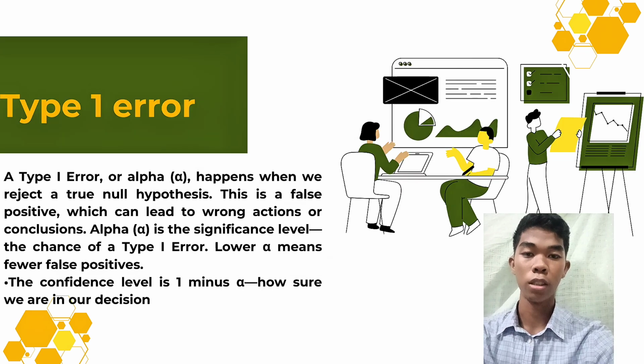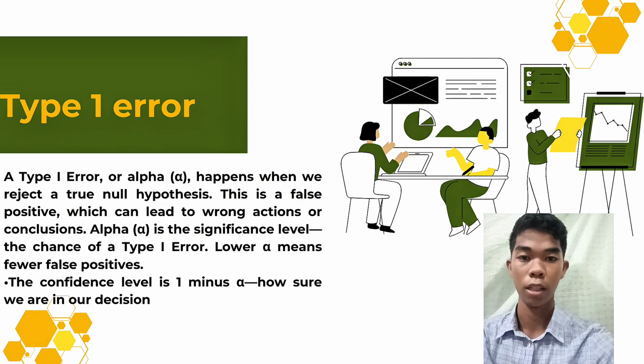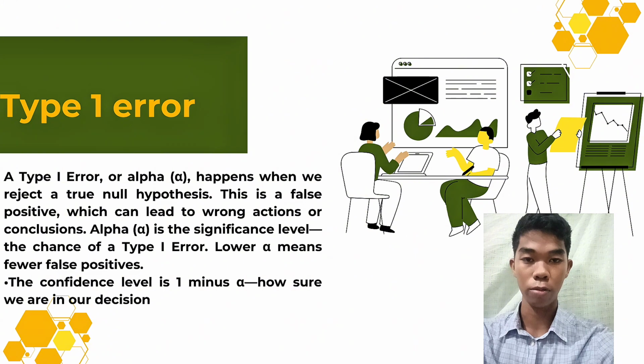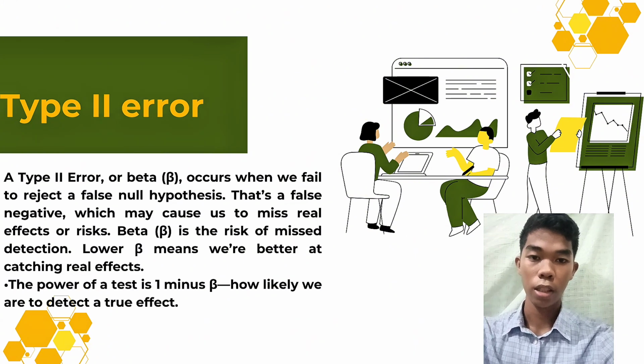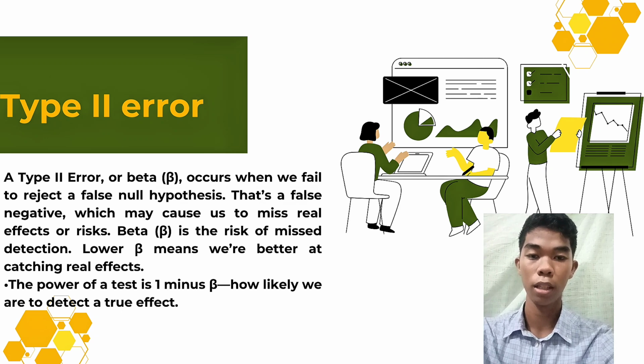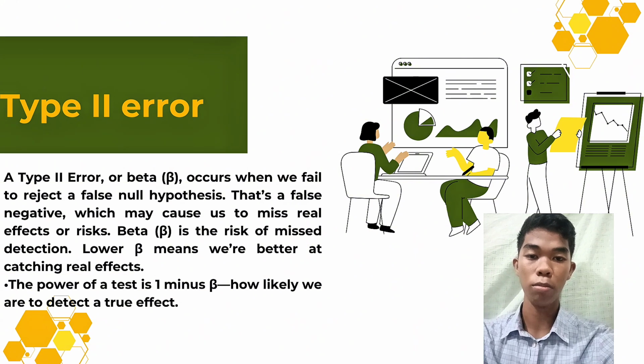Hi everyone. Today, I'll briefly explain type 1 and type 2 errors. The type 1 error or alpha happens when we reject a true null hypothesis. This is a false positive which can lead to wrong action or conclusion. The type 2 error or beta occurs when we fail to reject a false null hypothesis. That's a false negative which may cause us to miss a real effect or risk.